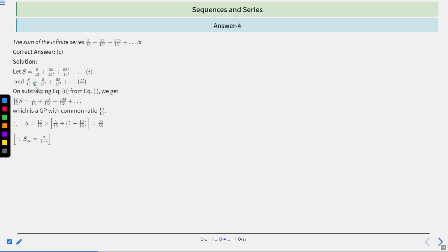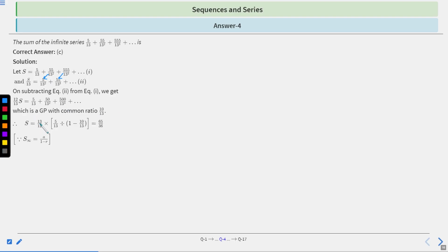Now we shift the equation 2 by one step, so this will subtract with this, and so on. On subtracting equation 2 from equation 1, we get S minus S by 13, which is 12 S by 13. This 5 by 13 will be left. So 55 upon 13 square minus 5 upon 13 square is 50 upon 13 square. Here 500 upon 13 cube till infinity.